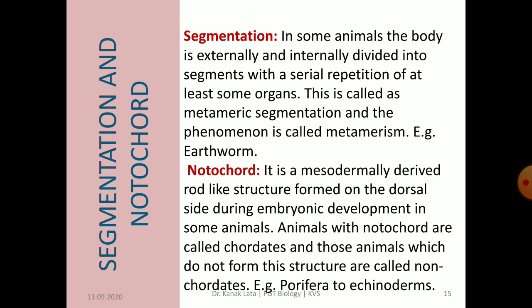Now it is about notochord. Notochord is a rod-like structure derived from mesoderm. Notochord is formed on the dorsal side during embryonic development in some animals. Animals with notochords are called chordates, and those animals which do not possess this structure are called non-chordates. So porifera to echinodermata are non-chordates.